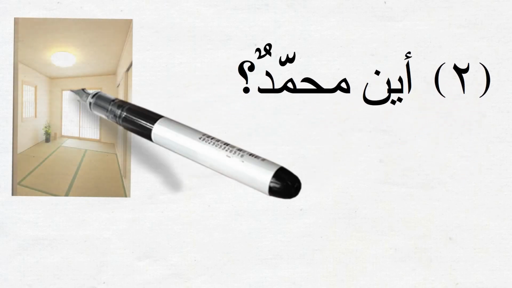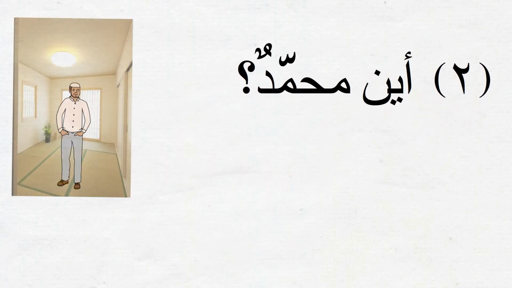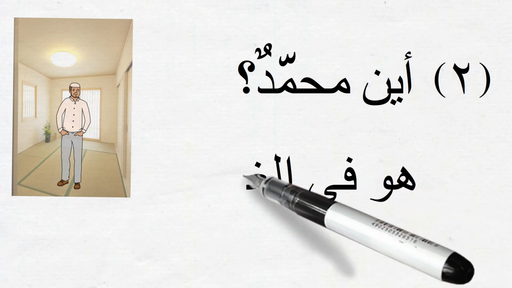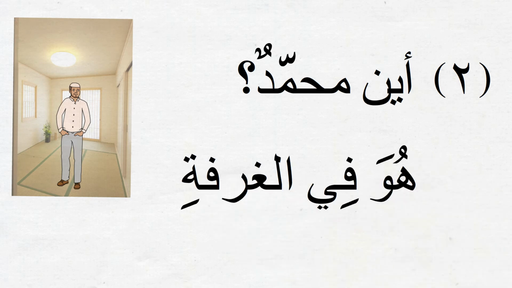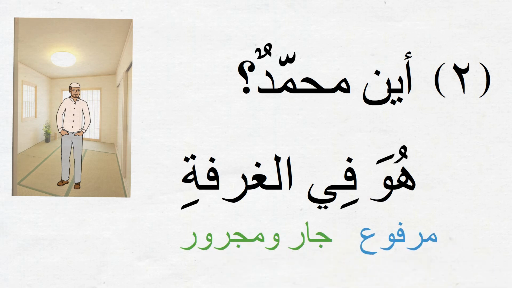The second question is أين محمد? Where is Muhammad? He is in the room. And how do we say it? هو في الغرفة. Very nice. هو في الغرفة. Which one of the words is our marfu' ism in our answer here? Huwa, right? Huwa is marfu'. And fil ghurfati is jar wa majrur, or harf jar and ism majrur.